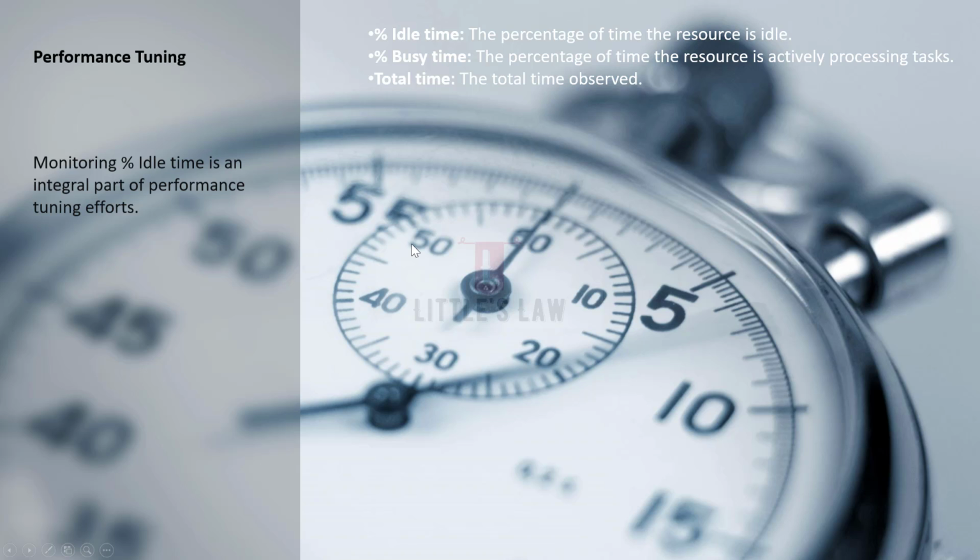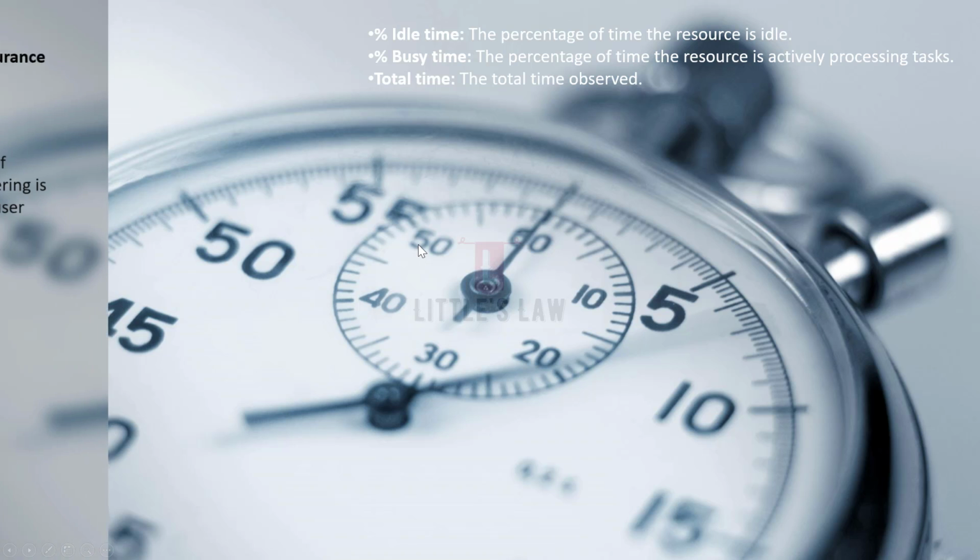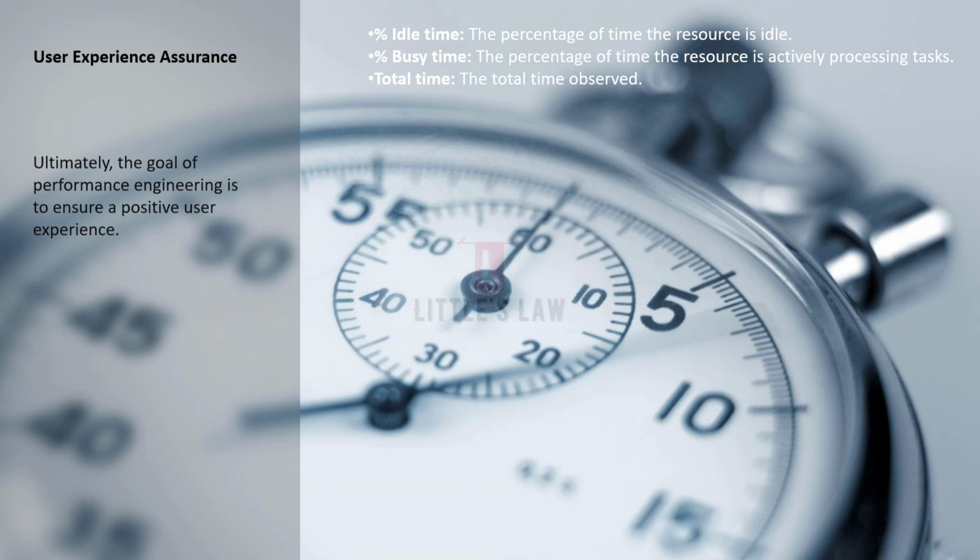And the last reason is user experience assurance. Ultimately the goal of performance engineering is to ensure a positive user experience. If percentage idle time is consistently high across critical resources, it provides confidence that the system can handle the expected load without degrading performance. On the other hand, low percentage idle time may indicate a risk of slowdowns or service disruptions for users.